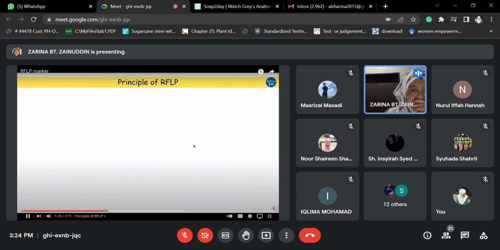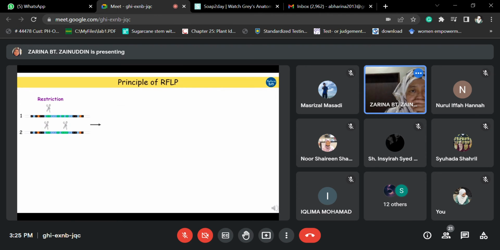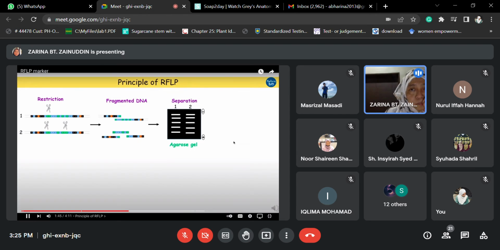When cleaved with a specific restriction enzyme that recognizes the TTAA site, restriction fragments of DNA are generated. These restriction fragments are separated on agarose gel based on the fragment size. Smaller fragments move faster and travel longer distances towards the positive electrode. But at this stage, we cannot see the differences in the two individuals.